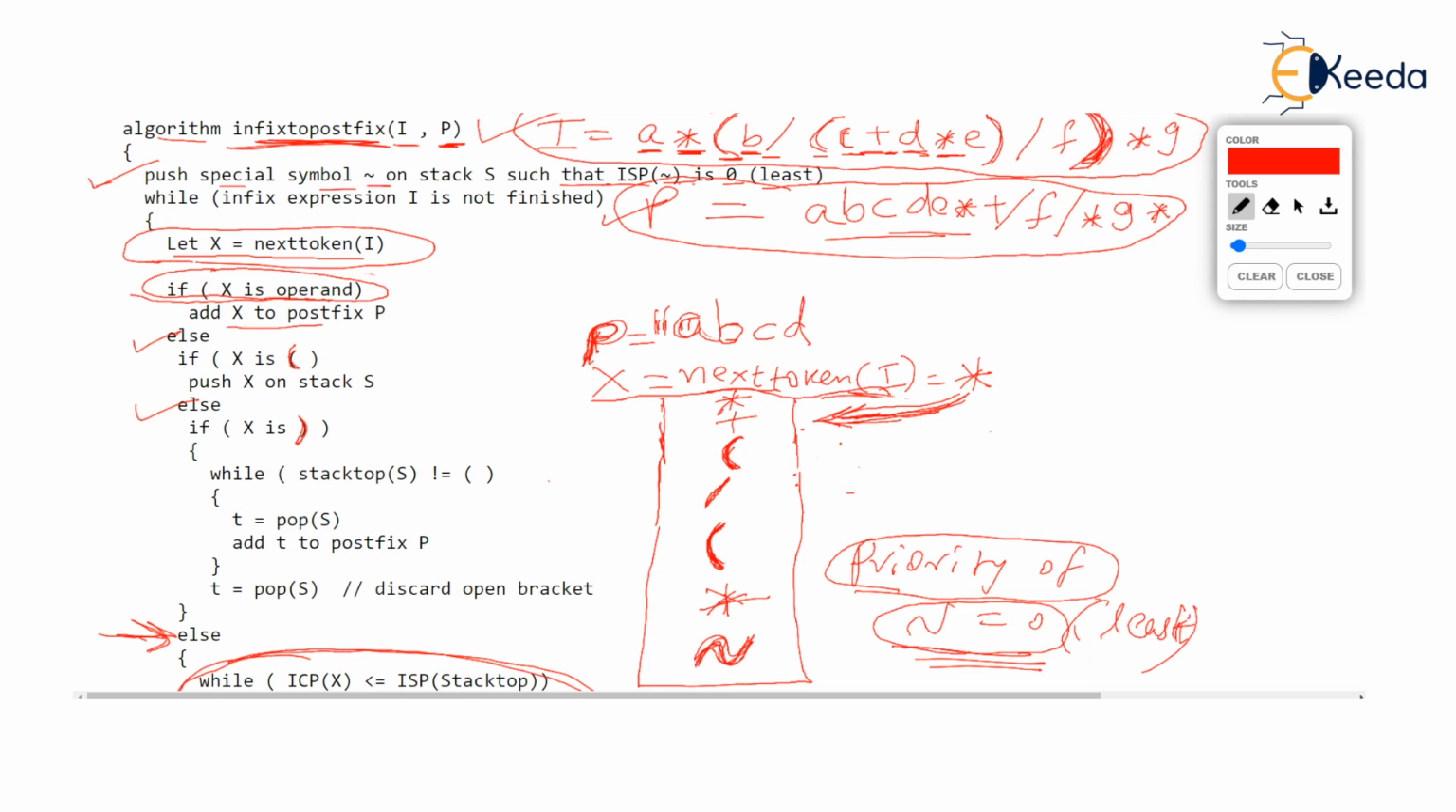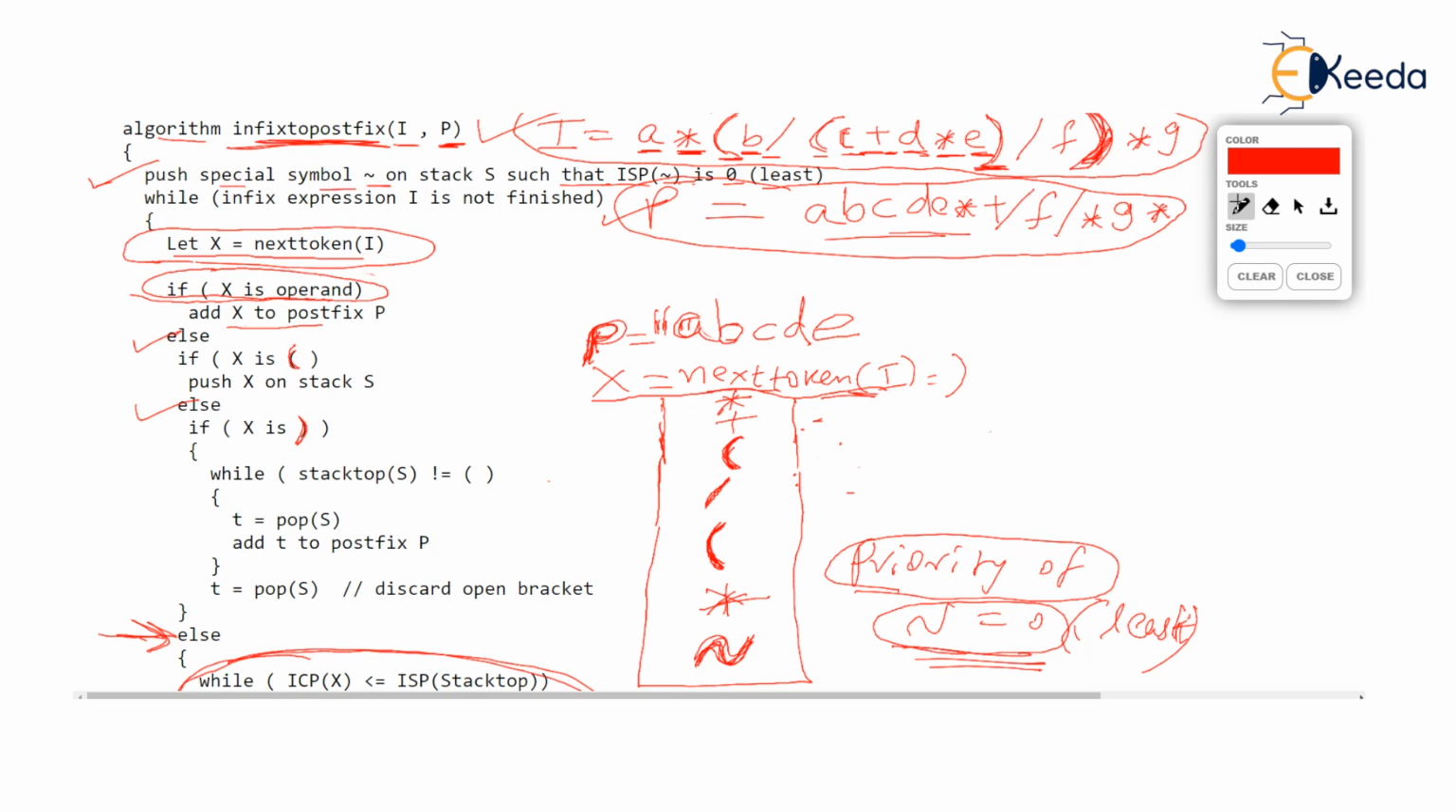Okay, let's see the next token. The next token after multiplication is E, and E is the operand, isn't it? So E goes in the postfix. Now what is the next token then? Next token is close bracket. This is interesting now. First time we have got this token close bracket.